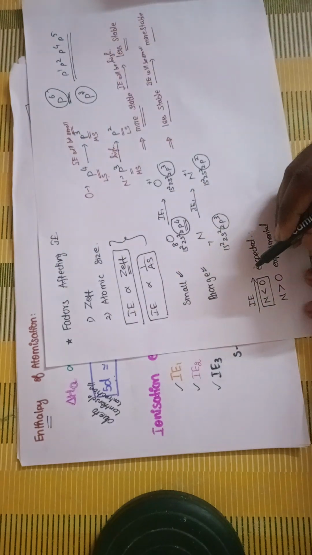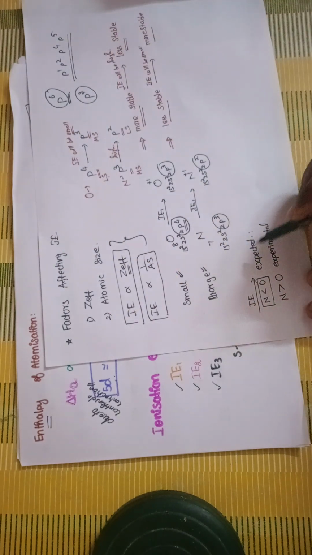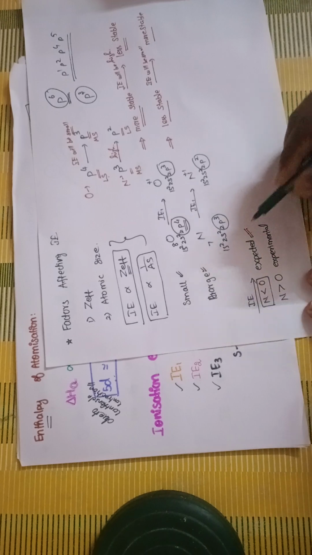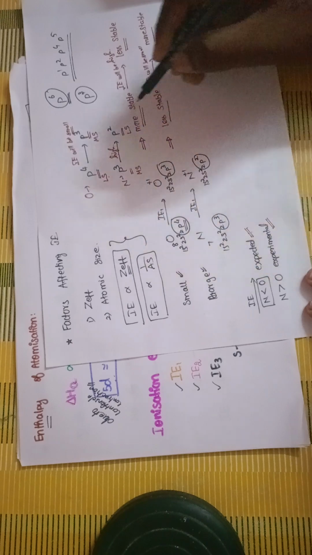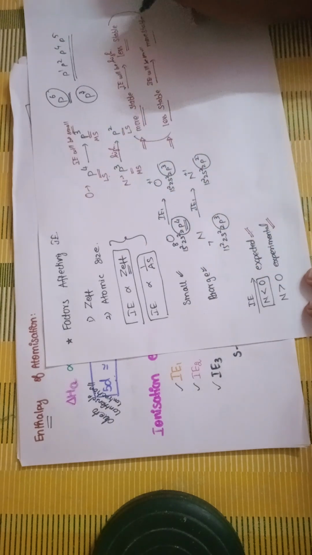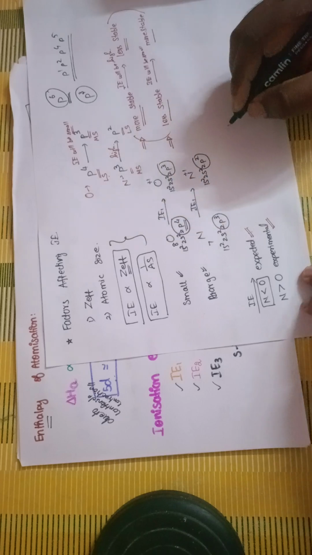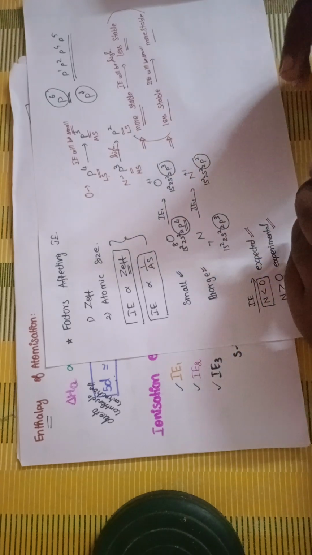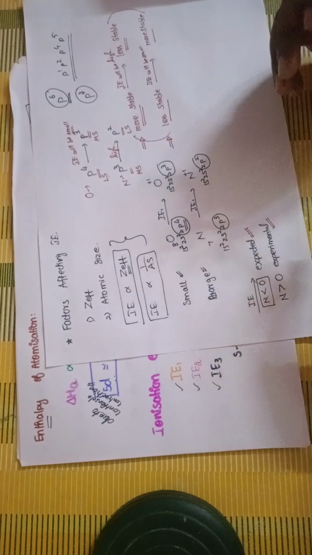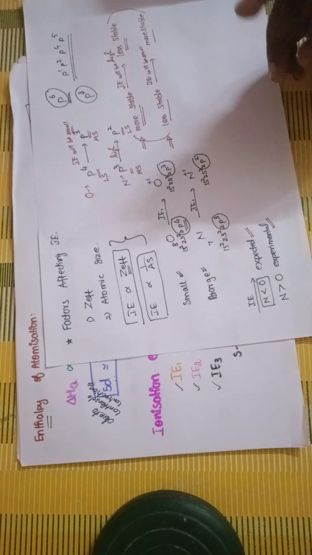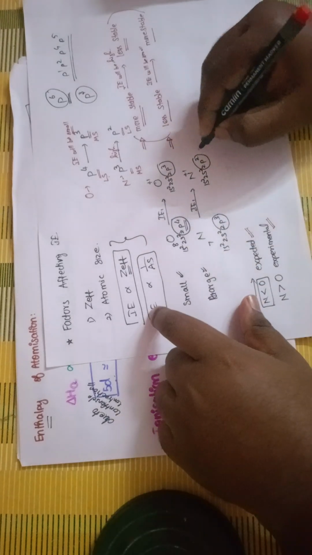This is not the general trend. In the periodic table, the general trend is that ionization energy increases across the period, from left to right. This is what is expected, but experimental was this one. Clear? So this is very important. We are going to use this. And one more way to ask a question from this concept is, they may ask the number of unpaired electrons.